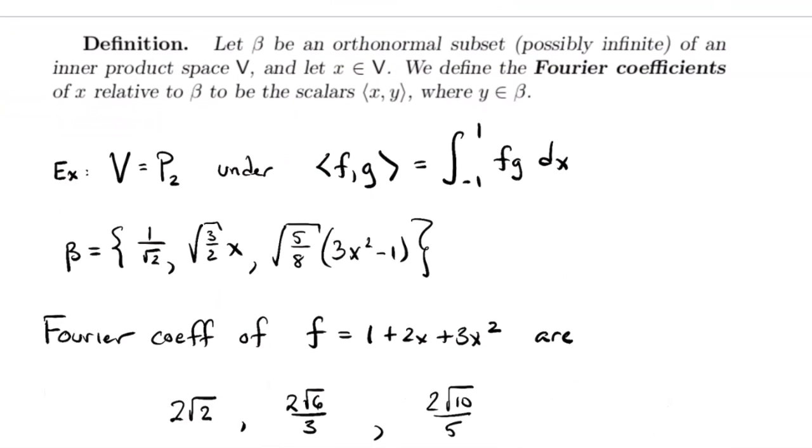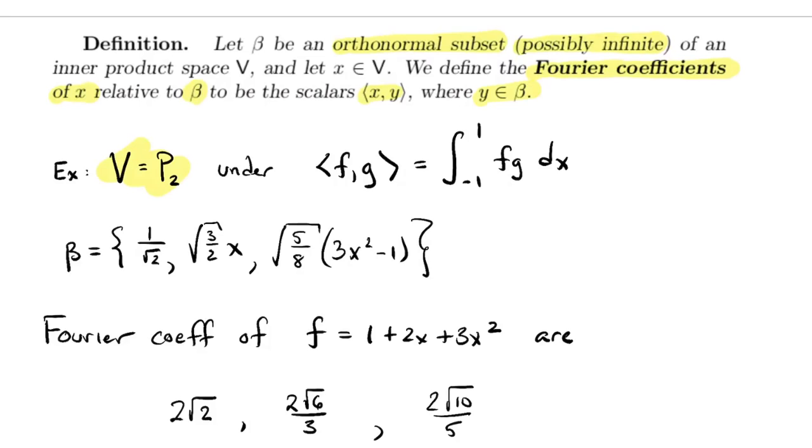We're going to end with a little bit of terminology. These numbers, these coefficients: if you take an orthonormal subset, and it could possibly even be an infinite orthonormal subset, like for the polynomial spaces or function spaces, then by the Fourier coefficients of a vector relative to that orthonormal subset, I just mean the inner product of x with an element of that set. So y here ranges over the betas. These coefficients that you compute with inner products are called Fourier coefficients for historical reasons.